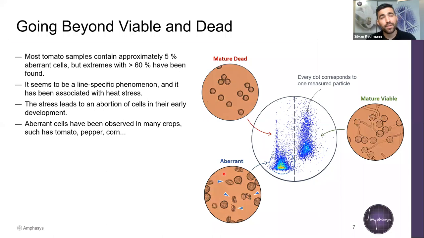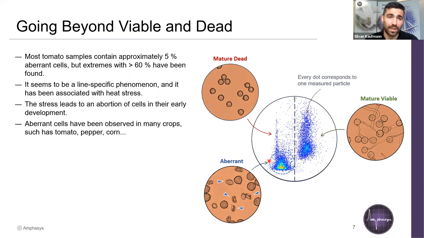Now, in the case of tomato, we found that most samples actually contain such aberrant cells, roughly 5% on average. But we also found extremes with more than 60% of those cells. And this now has severe implications in your process. Imagine that you have to start your whole supply chain with a pollen viability that is lower than 40%, just because those aberrant cells occupy a fraction of more than 60%.